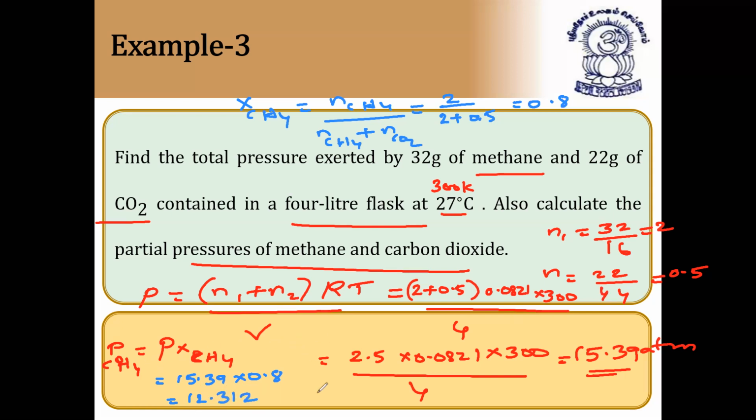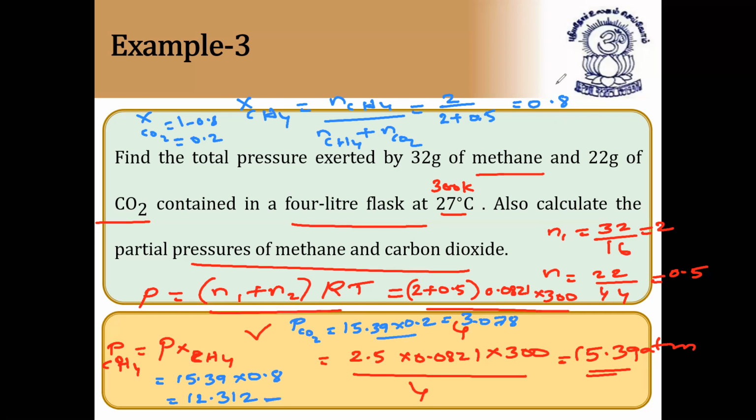Similarly, mole fraction of methane is given. So we can find mole fraction of carbon dioxide, that is equal to 1 minus 0.8, because total mole fraction of two components is equal to 1. So it is equal to 0.2. So partial pressure of carbon dioxide is equal to total pressure, that is 15.39 into 0.2, which is equal to 3.078. So approximately this is partial pressure of carbon dioxide, and this is partial pressure of methane gas.